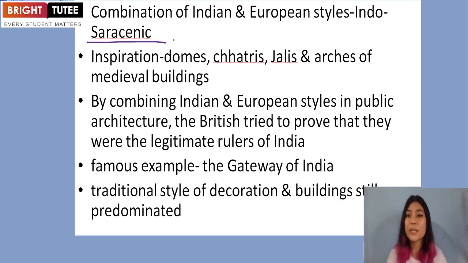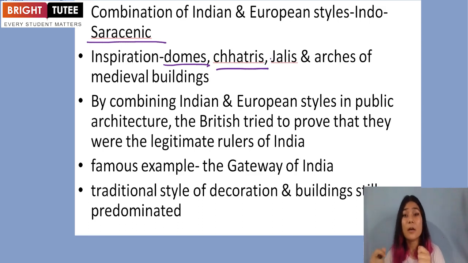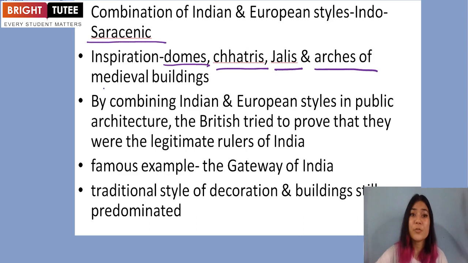So, merging the Gothic and Neoclassical styles with the existing styles of architecture in India. The inspiration of this style came from domes, like the ones we see in Qutub Minar, in Taj Mahal, etc.; the chhatris, a feature in the architecture of Indian buildings which look like umbrellas; jalis, which we can see in the buildings in many forts and palaces in Jaipur, in Jodhpur, etc.; and arches that were used in the medieval buildings.